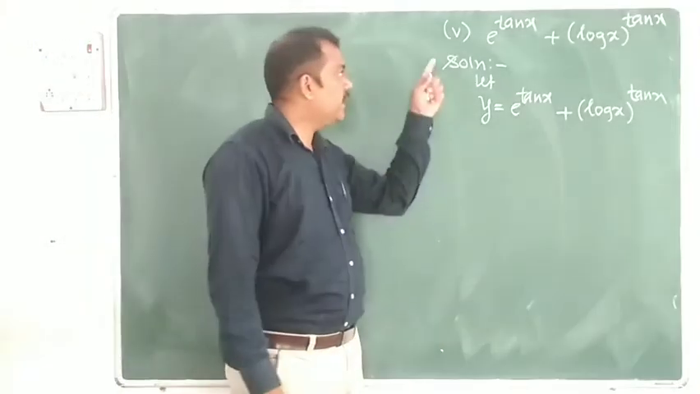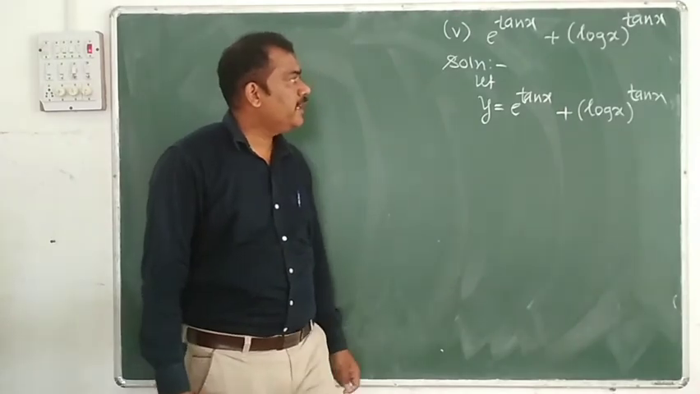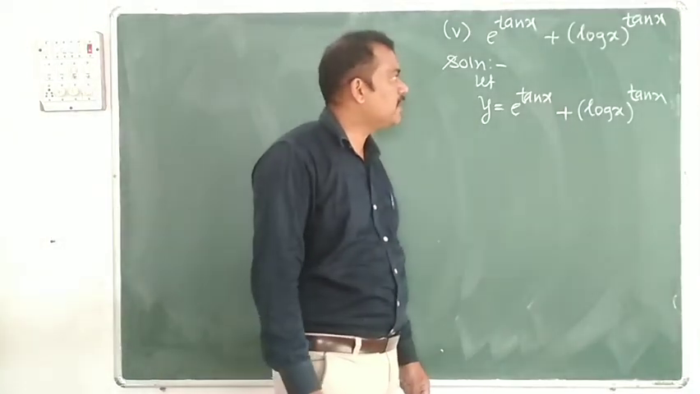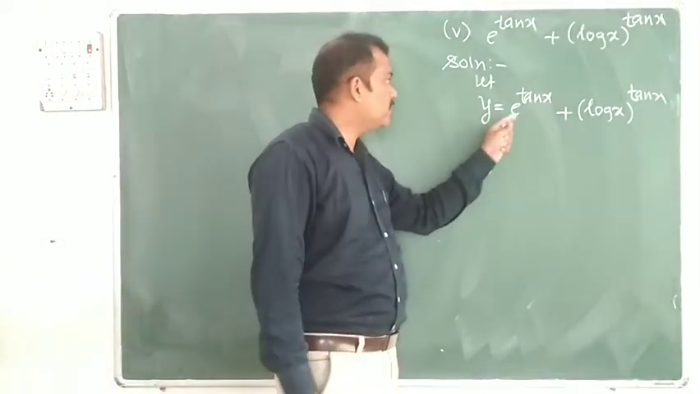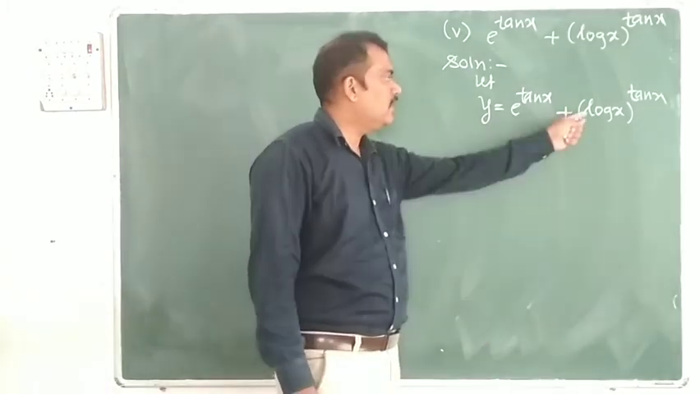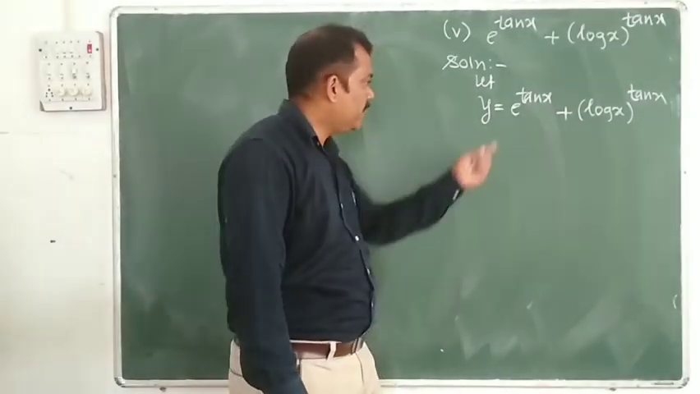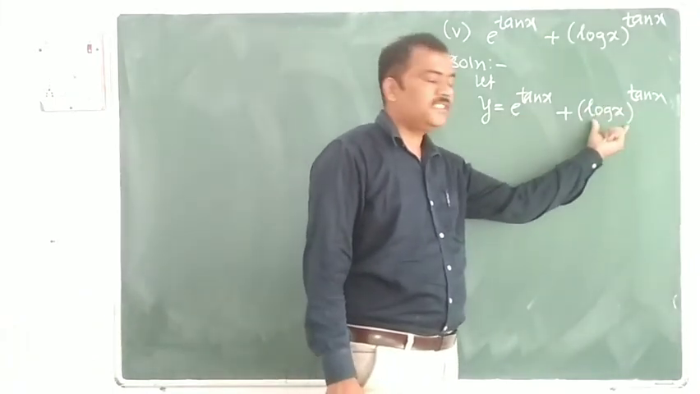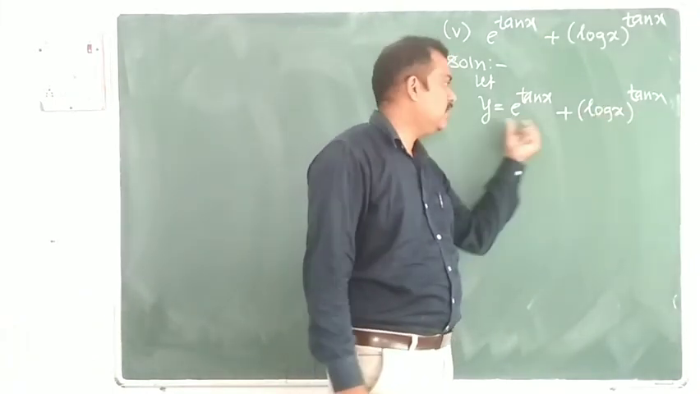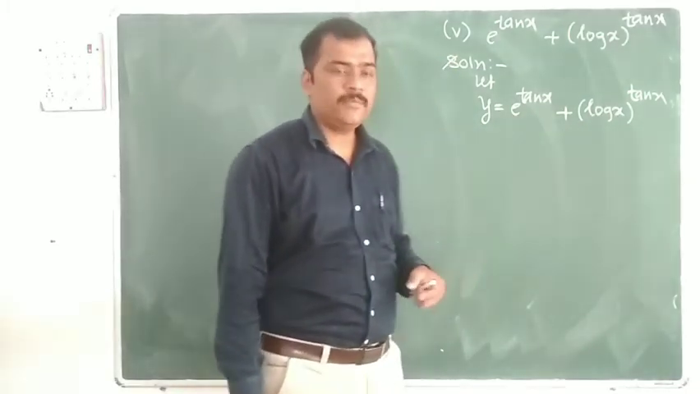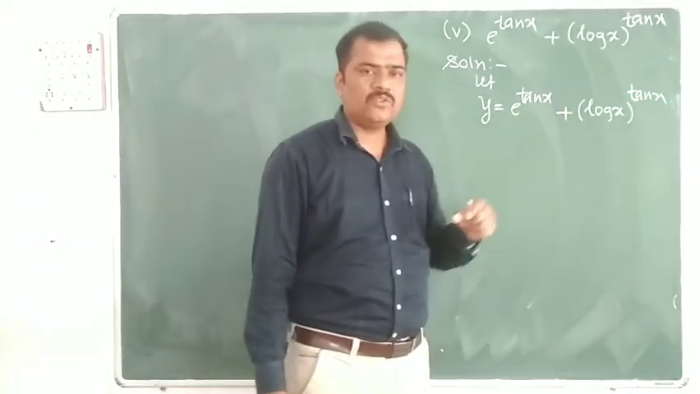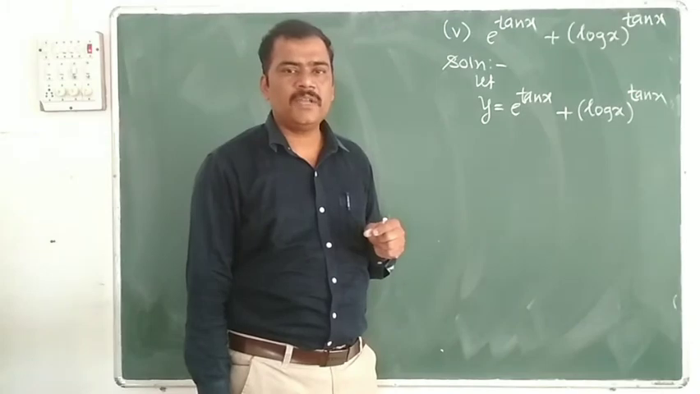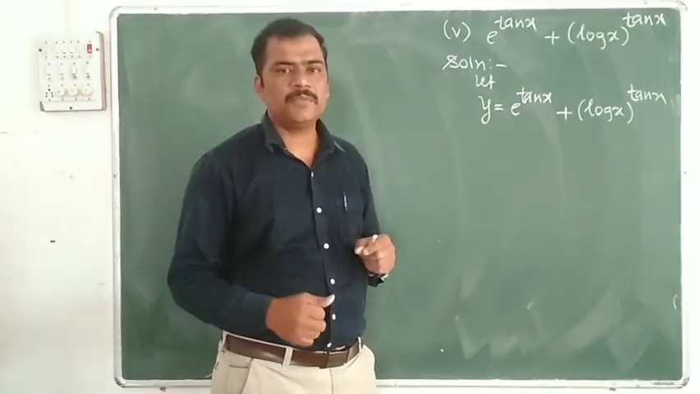Now we have to discuss example number 5. e raised to tan x plus log x raised to tan x. Let y is equal to e raised to tan x plus log x raised to tan x. Here function raised to function, it is the first term. Log x raised to tan x, second term is also function raised to function, but we cannot use the log on both sides, because for the addition there is no rule, that is the log of m plus n. We cannot write the log of m plus log of n.